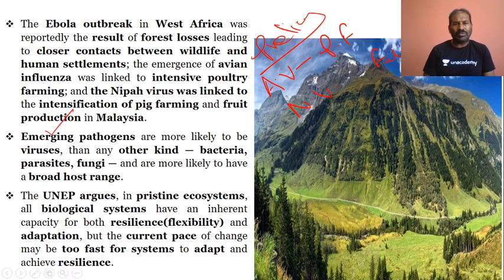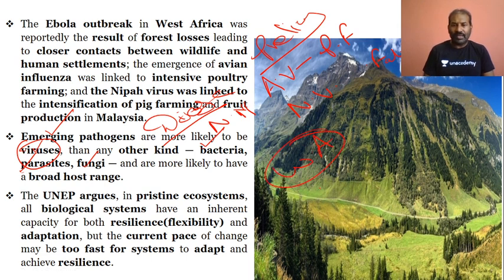And these emerging pathogens, I also said emerging and then re-emerging pathogens, are more likely to be viruses than any other kind. As per the paper published in Nature Medicine, the new diseases will be because of viruses, and mostly not because of bacteria, parasites or fungi. It will be mainly because of the viruses, because these viruses are from the wild animals.